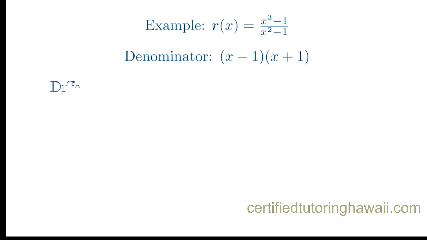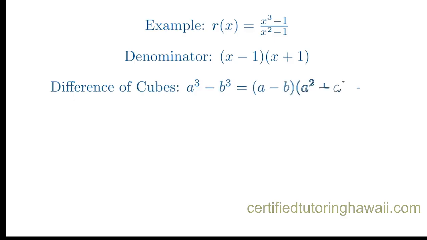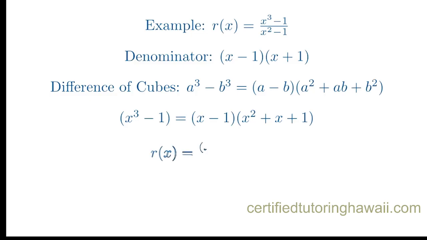The formula for difference of cubes is a cubed minus b cubed equals a minus b times a squared plus ab plus b squared. In our case, a is x and b is 1. So, x cubed minus 1 factors into x minus 1 times x squared plus x plus 1. Now we can write the factored form of our rational function. R of x equals x minus 1 times x squared plus x plus 1, all divided by x minus 1 times x plus 1.